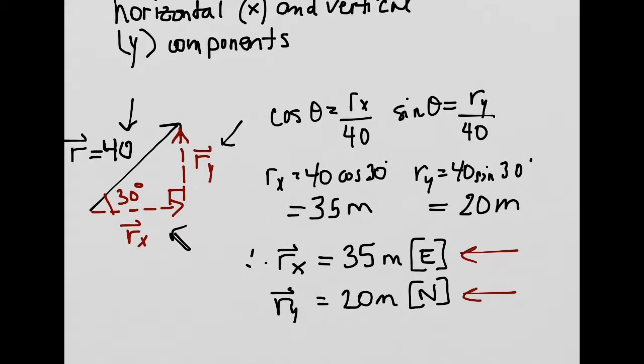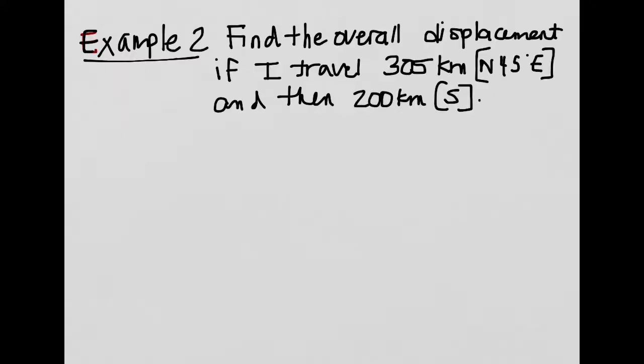So what do we do with that? Now we have to go a little farther. So you may come up to a question that says something like this. Example 2, find the overall displacement if I travel 305 kilometers north 45 degrees east and then 200 kilometers south. So what we're going to do is draw those two vectors, adding them together, because what are we doing? We're walking two different directions, and the total displacement will be measured from adding the two vectors.